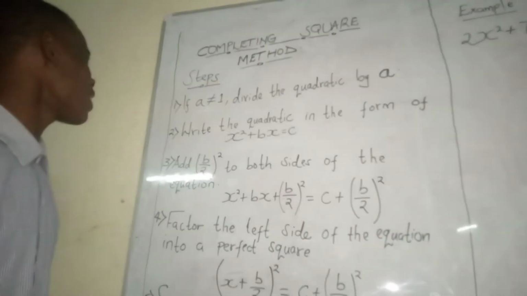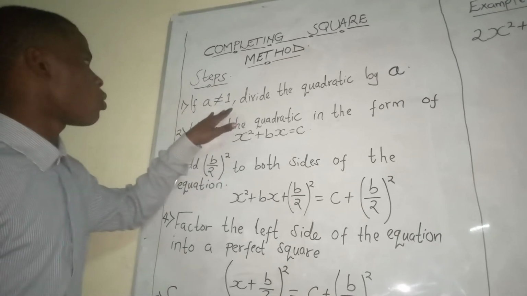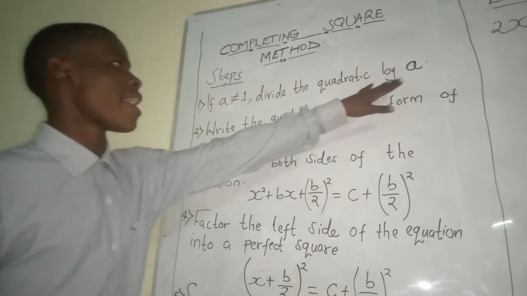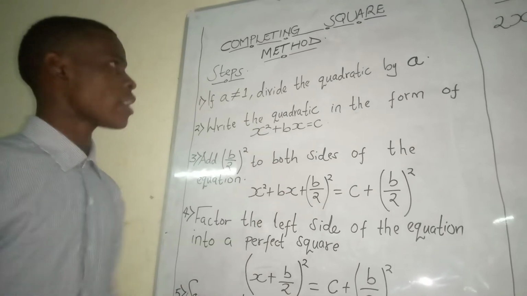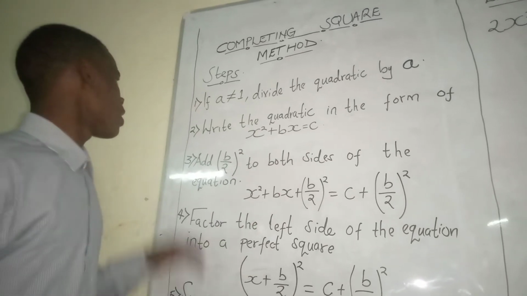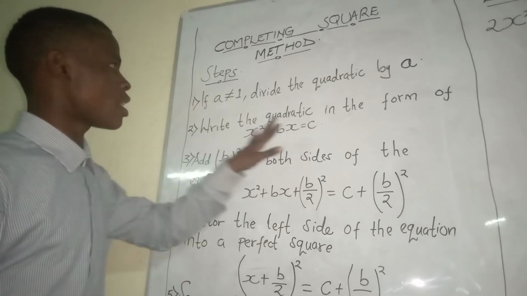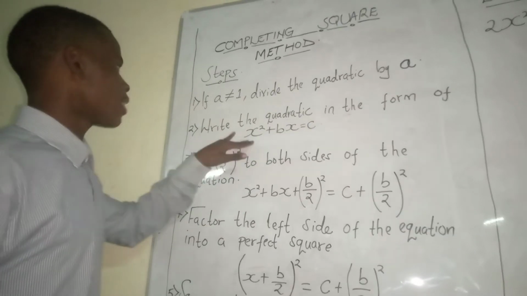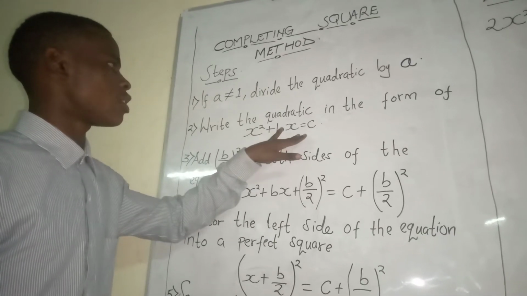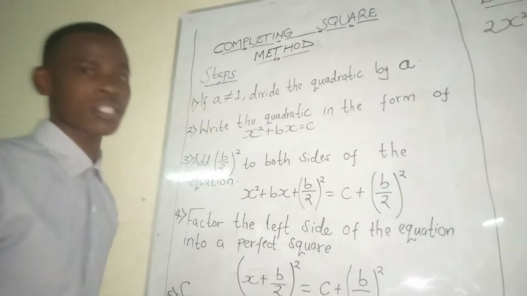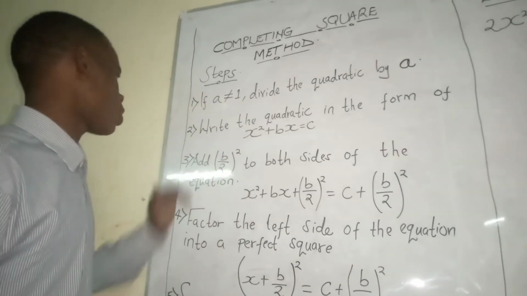Now, step number 1 is if a is not equal to 1, divide the quadratic by a. So that's step number 1. I'll show you in an example. Step number 2, write the quadratic in the form of x squared plus bx equals c. This c is the constant in the quadratic equation.